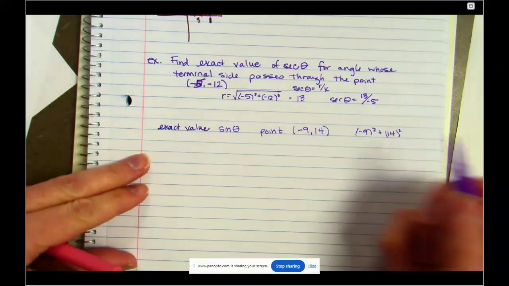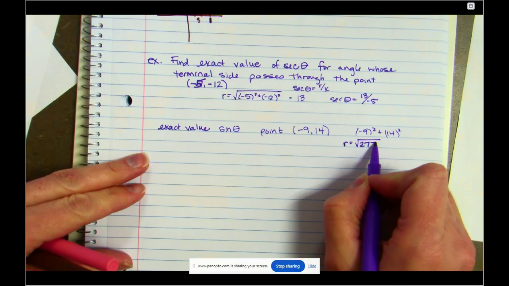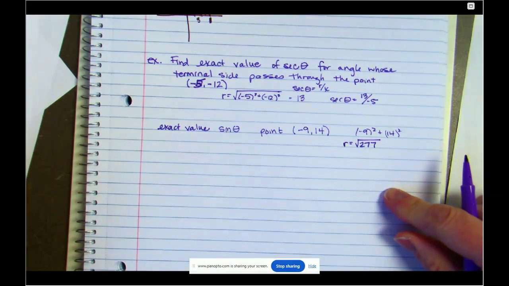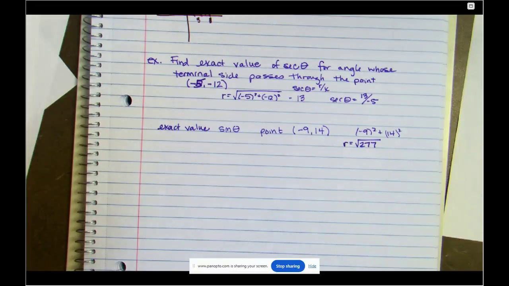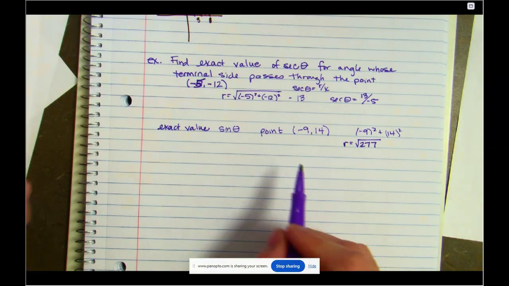Okay. So you should get that R is the square root of 277. That does not simplify. You could try to simplify it, but it's not divisible by 2, 3, 5. I don't think it's divisible by 7. It's not. Would we have to simplify it if it did simplify? Yep.